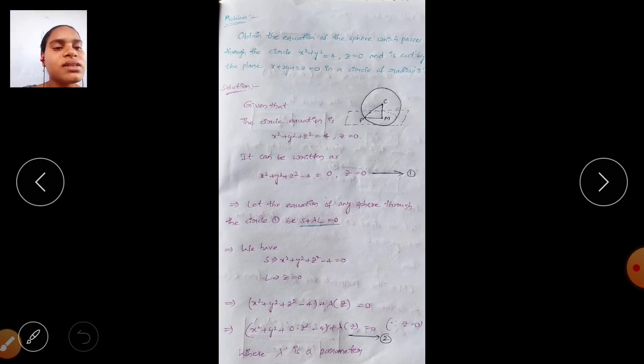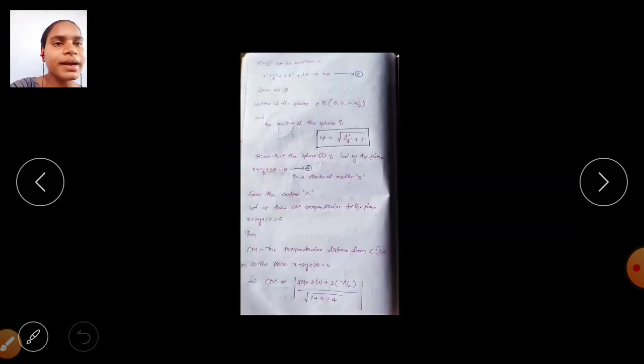So 0 is considered in front coefficient of z square because we have z equals 0 as a plane equation. Here lambda is the parameter, and equation 2 can be written as x square plus y square plus 0 into z square plus lambda into z minus 4 is equals to 0. Consider this equation as 3.